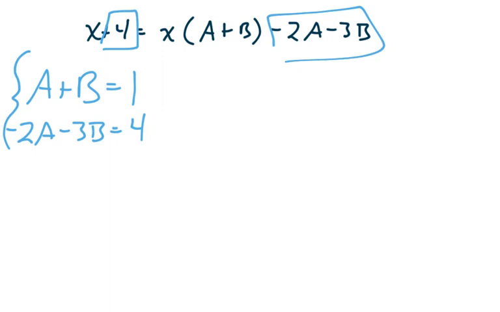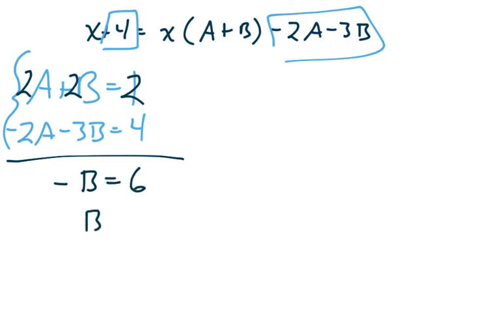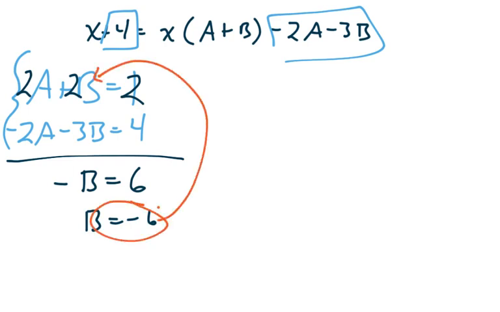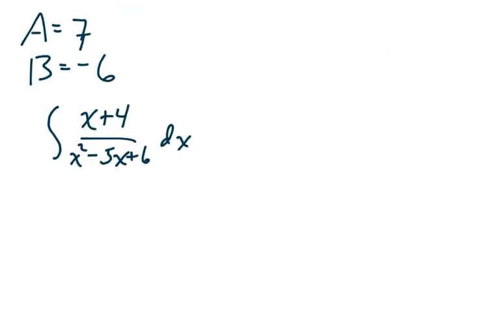Solving this particular system is probably a matter of just thinking real simple about some opposites, maybe multiply everything by 2 so that my a's can cancel out. That leaves us with negative b equaling 6, which of course means that b equals negative 6. And I can plug that back in as I wish, probably plug it back in for b right here, and be able to determine the other half of your system, that is that a equals 7.